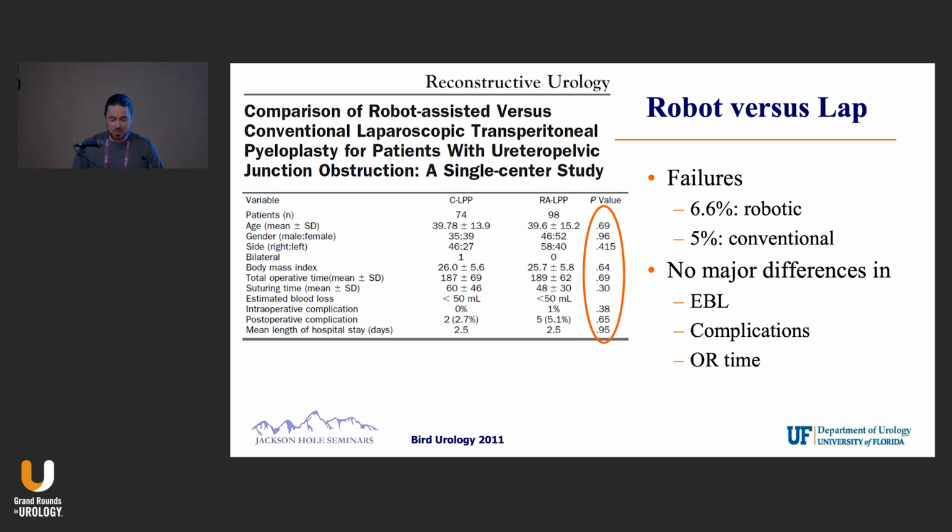The conventional versus robotic failures were very, very similar, and there were no major differences in any of the things that I'm showing here: EBL, complications, OR time, length of hospital stay. They really couldn't find any differences between the two. And I think most of us understand that they are very, very similar. It's just that robotics is so much more straightforward to do.